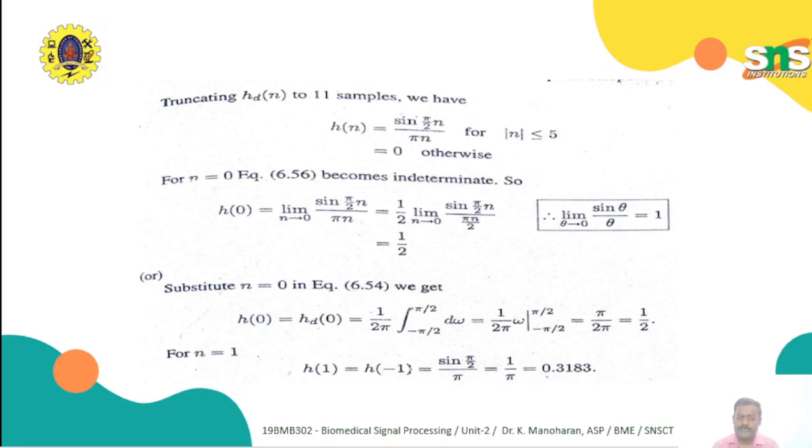Now we can substitute h of 1. Very simple, just substitute n equal to 1 in the derived formula. Look at this, sin n pi by 2 divided by n pi. h of n will be equal to h of minus n, that is sin n pi by 2 by n pi. So n equal to 1. We get sin pi by 2 by pi, that will be equal to 1 by pi, that is equal to 0.3183. Thank you.